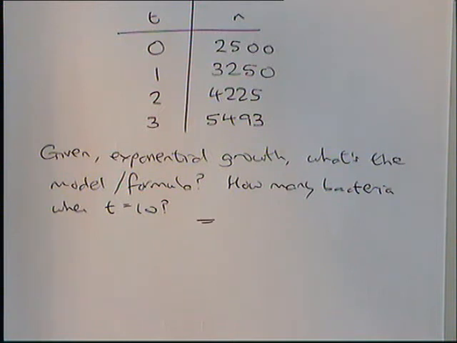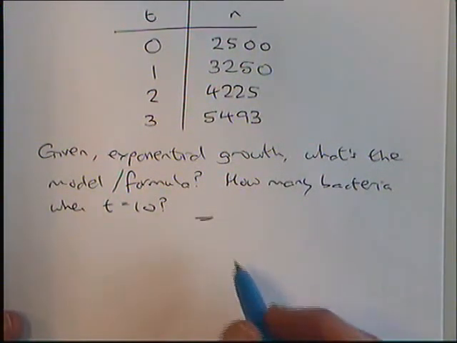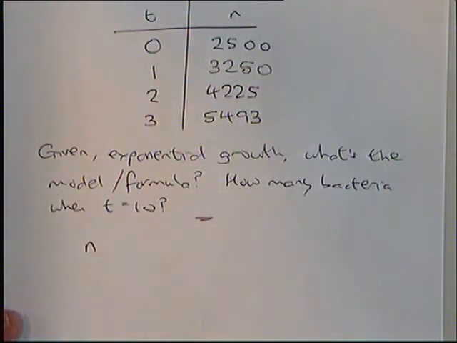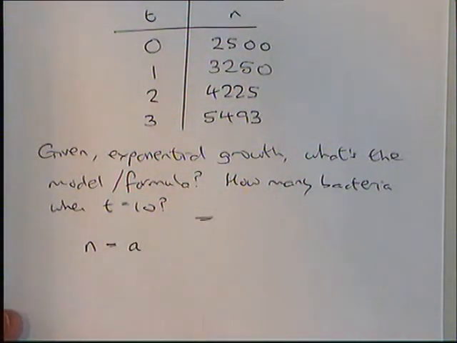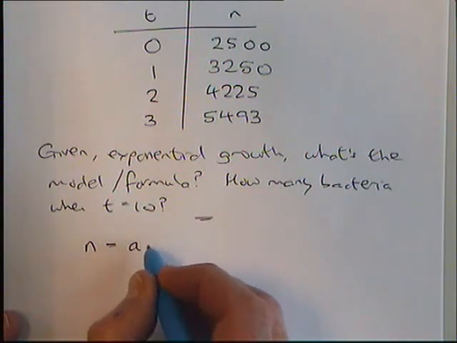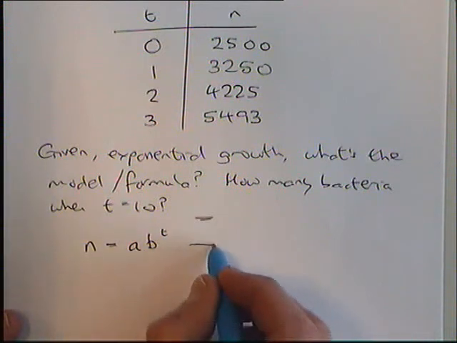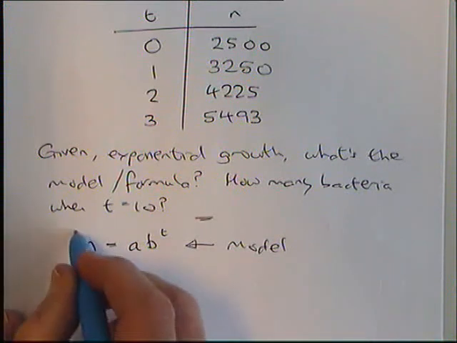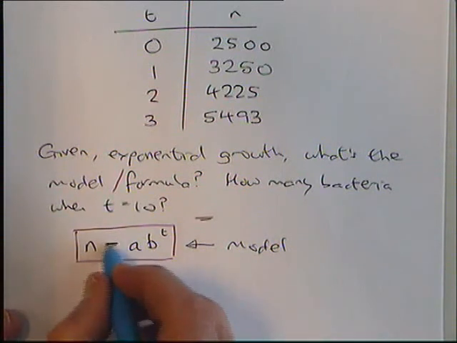So if we look at the model we had earlier, we had some letter, well, I'm going to have my N over here for the number of bacteria, because it doesn't matter what letters we use, is equal to some initial amount, which I'll call A, times by some multiplier, which I'll call B, and then I'll have T as my time period. So that's going to be my model. That is my basic model, which I'll come back to time and time again, for exponential growth or exponential decay.